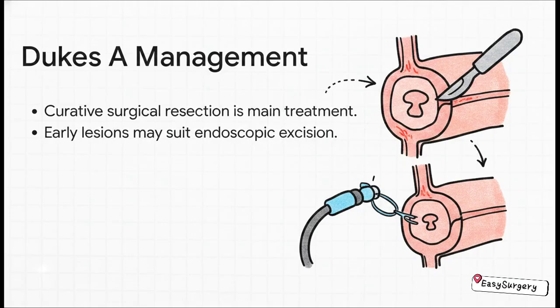For Duke's A, where the tumor is confined entirely to the bowel wall, our primary weapon is curative surgical resection. That's the main treatment modality for sure. However, for some selected, very early lesions, you might just need a local endoscopic excision. That specific decision is completely dependent on the pathology and the exact depth of the lesion, but as a general rule for Stage A, we're thinking curative resection.